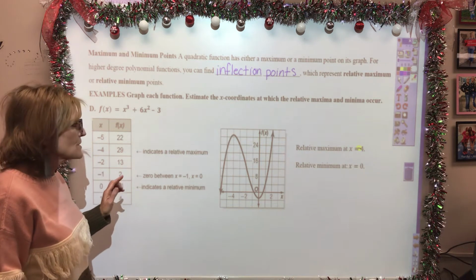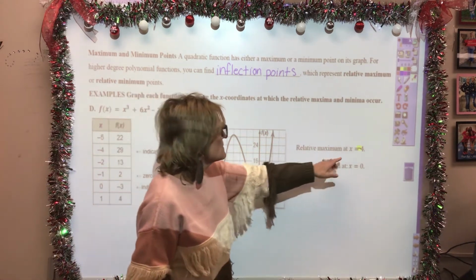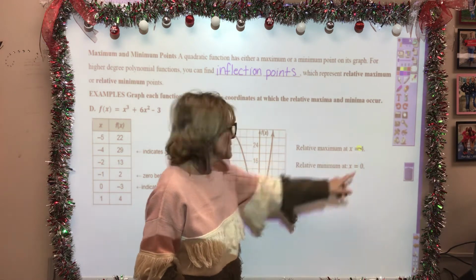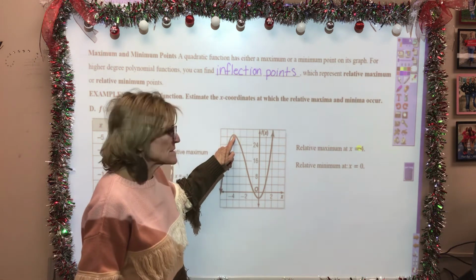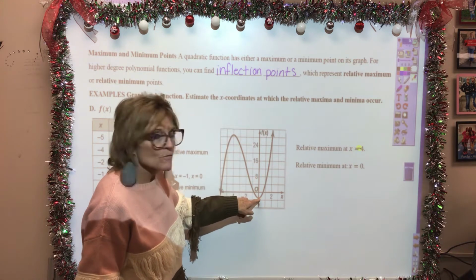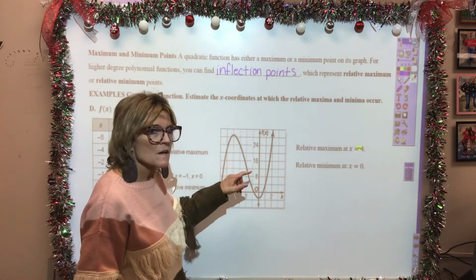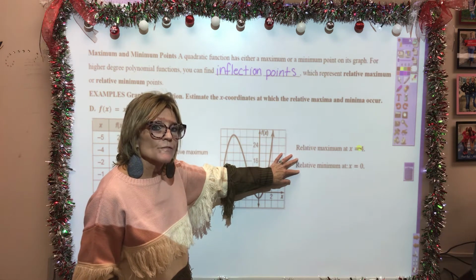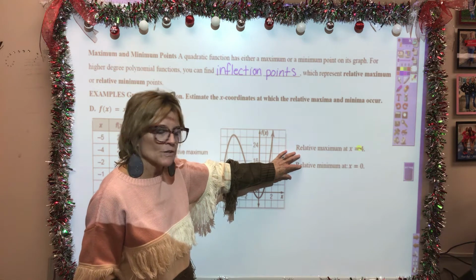So I need for you to make one change on your notes. This should read relative maximum at x equals negative 4. So we go to negative 4, and that's where there's a relative maximum. The relative minimum is when x is 0. So to avoid confusion, you may want to say what the y value is, but when you're referring to the relative maximum and minimum, you're referring to what is the x value where that maximum or minimum occurs.